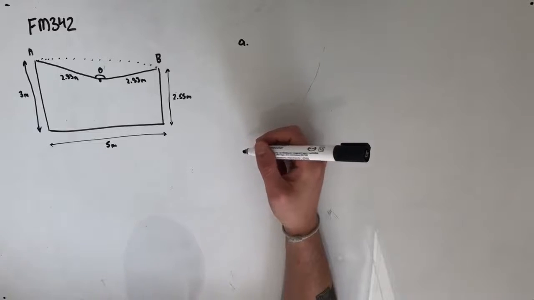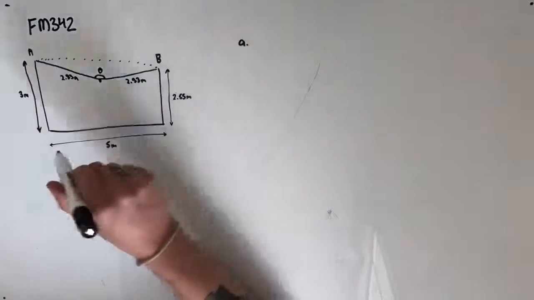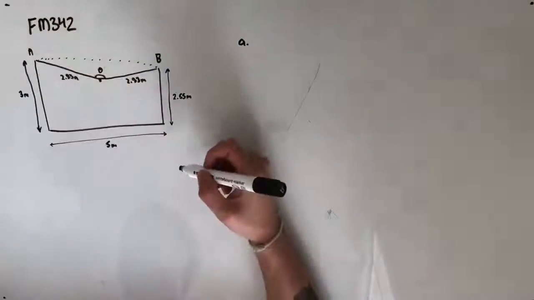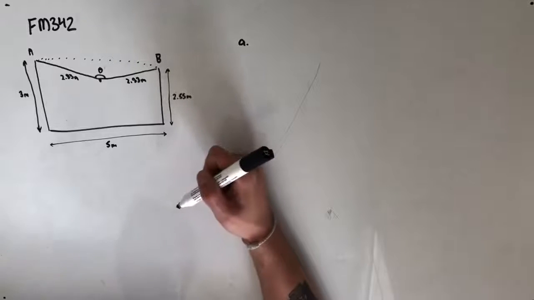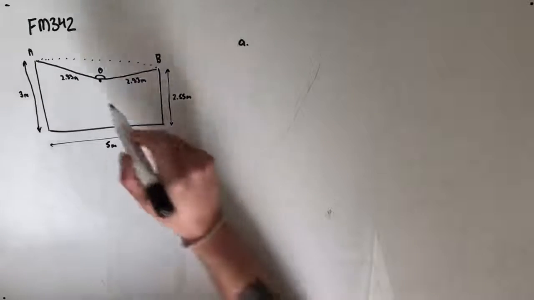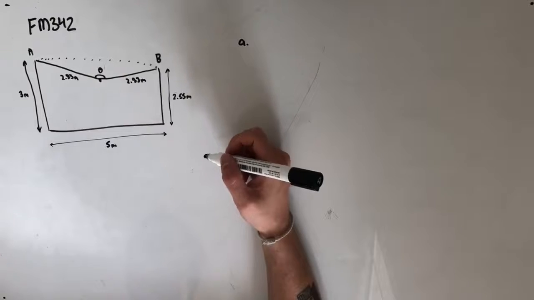Max is installing two lights, one at point A and one at point B. The trapezium has a width of 5 meters. The trapezium has a major height of 3 meters, and a minor height of 2.55 meters. The triangular cutout has side lengths 2.83 meters here and here, and then one unknown side length up the top.